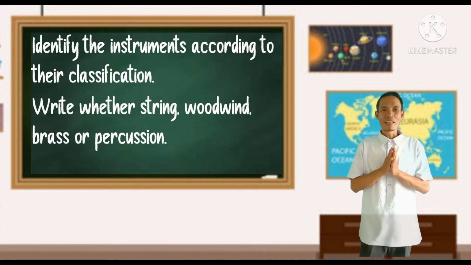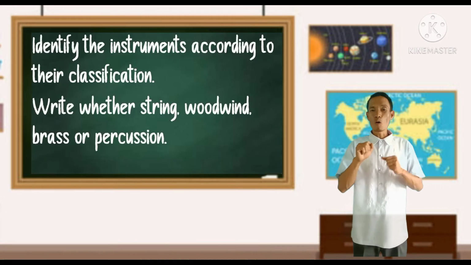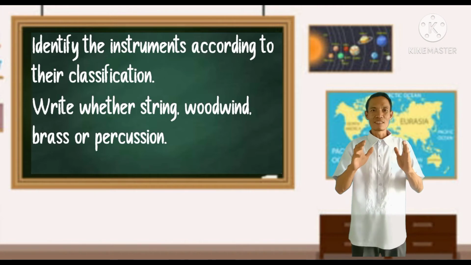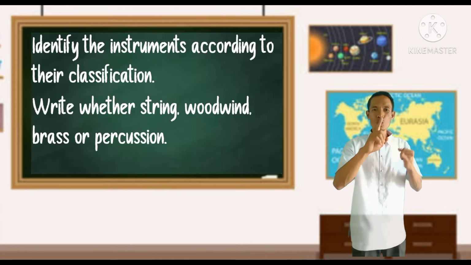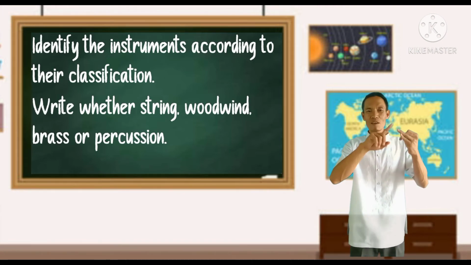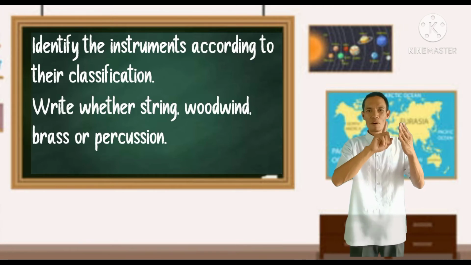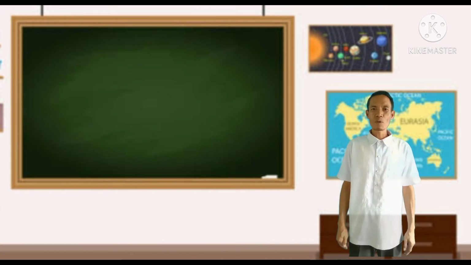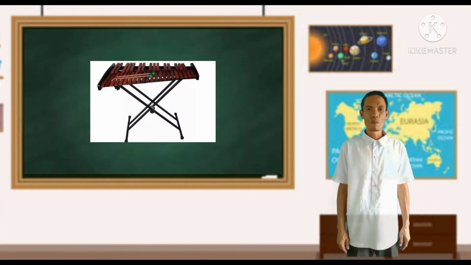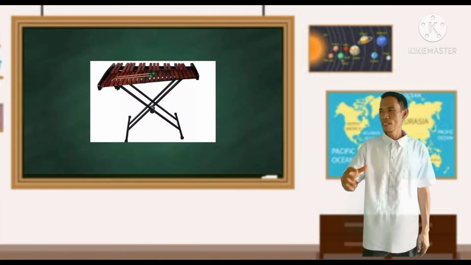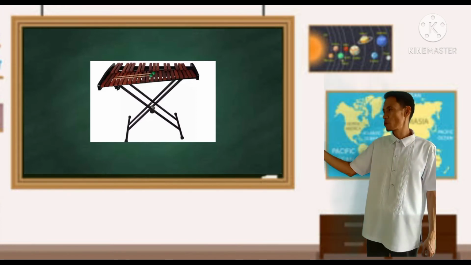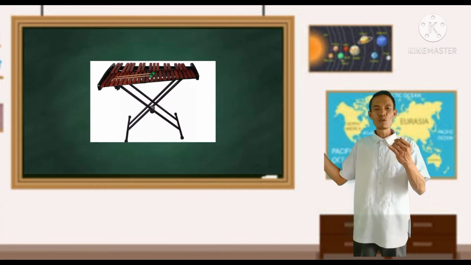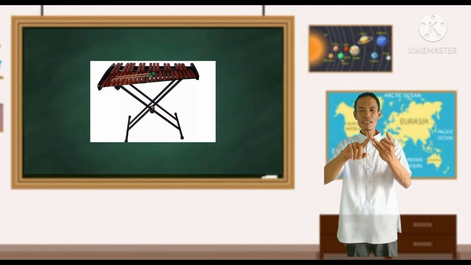Children, identify the instruments according to their classification. Write whether string, woodwind, brass, or percussion. Now, let's look at the first picture. Class, what do you think about these instruments? Does this belong to woodwind, brass, percussion, or string instrument? What's your answer?